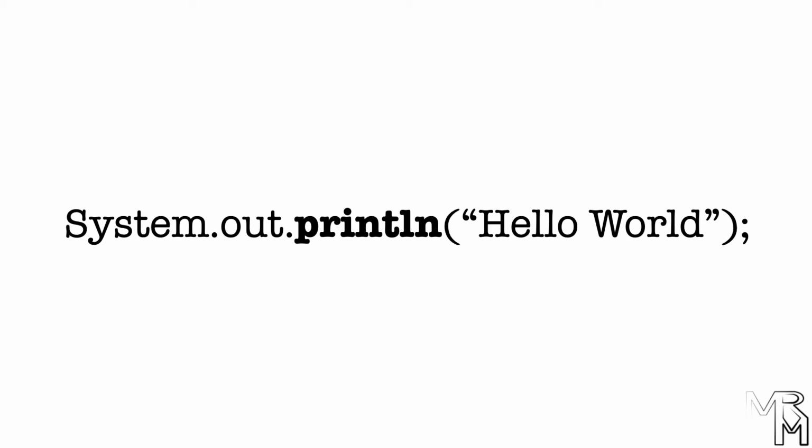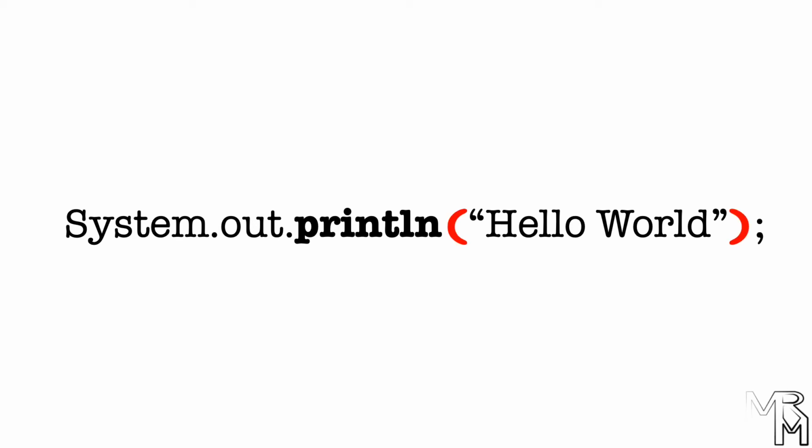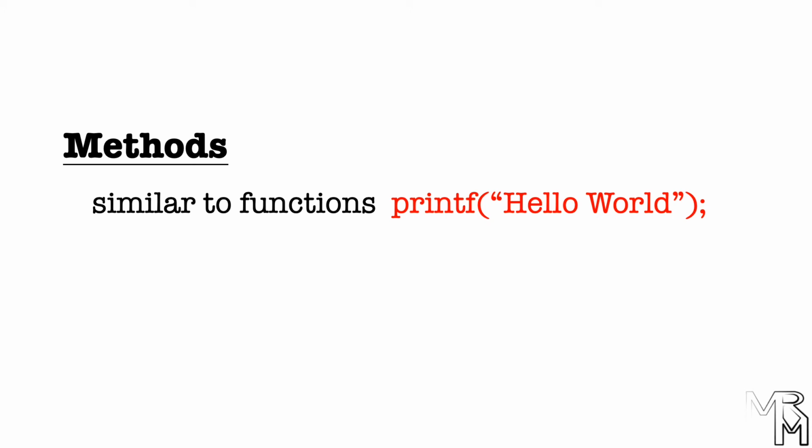Now, how do I know that println is a method? The best indicator is the pair of round brackets following the word println. There are two things about methods that are worth mentioning at this point. First, as some of you have probably realized, methods are somewhat similar to functions that we used in the C language. By the way, does anybody remember how to make the computer print hello world in C? Right, printf hello world.